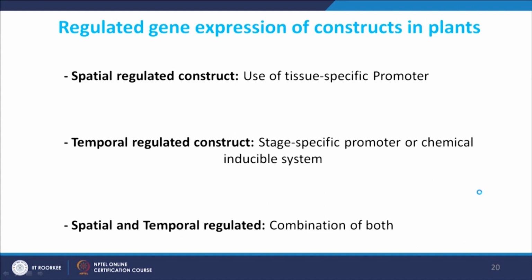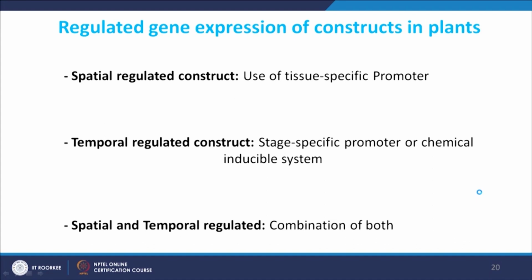So there are three ways you can typically regulate a gene. One is the spatially regulated construct. So what you can do is, instead of overexpressing a gene in all the tissues, you target overexpression in some of the tissue where you feel it might not be so harmful that it will cause lethality.